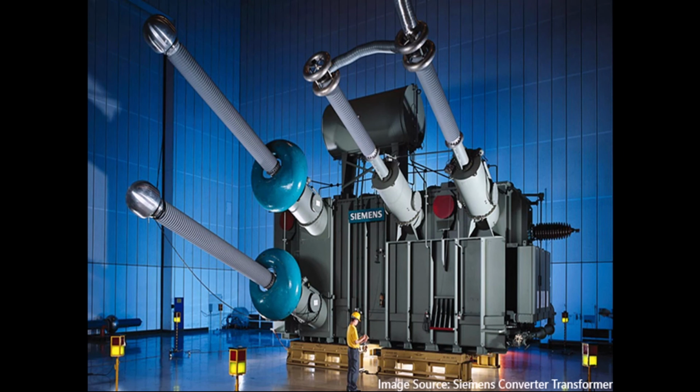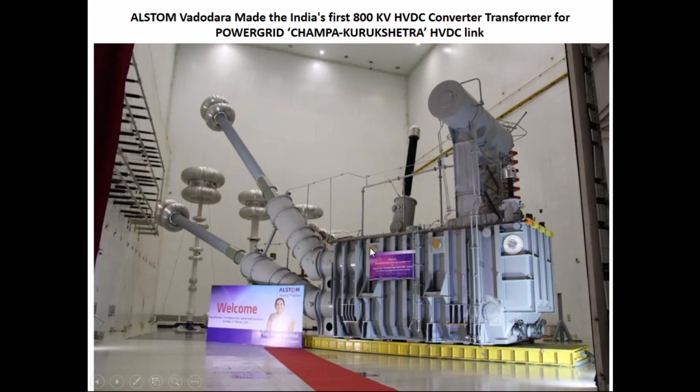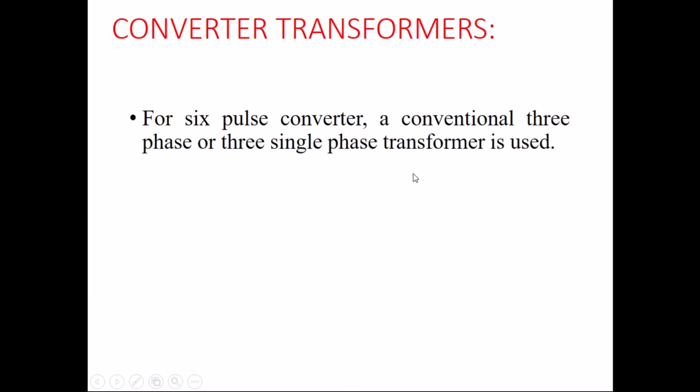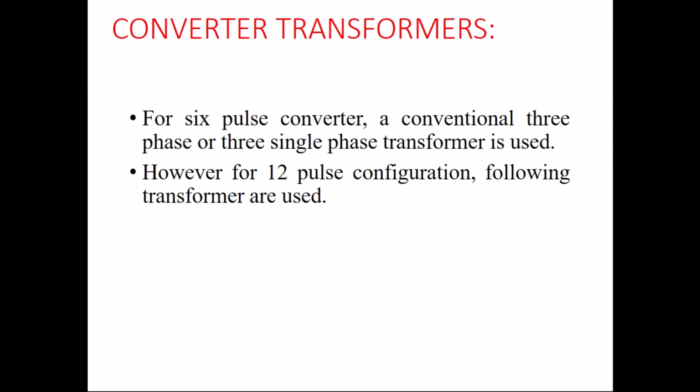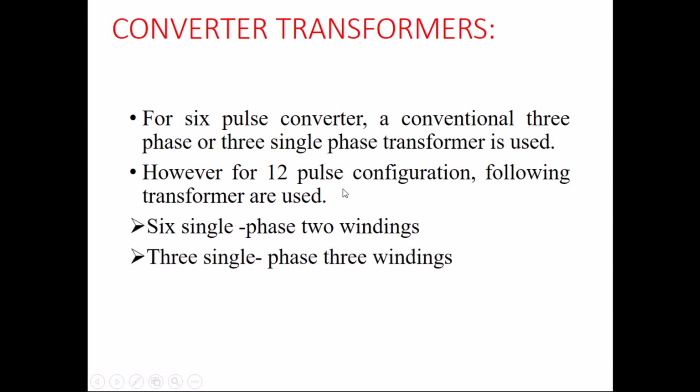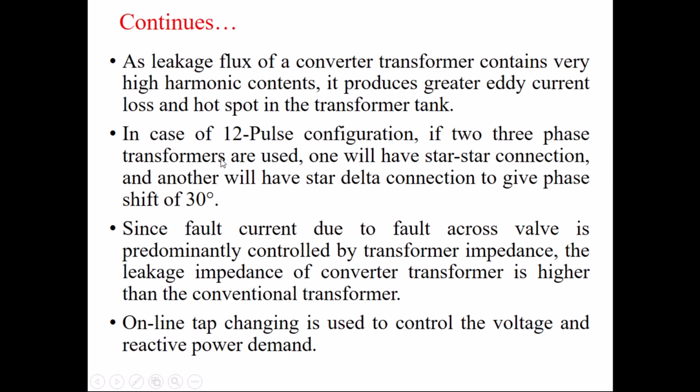Next element is the converter transformer. As I already told you, it is a special design transformer, different compared to a conventional transformer. This is the largest HVDC converter transformer built in India, operated at 800 kV rating, built in Gujarat at Baroda by Alstom. Another component, the converter transformer: there are different types based on the converter pulse, 6 pulse, 12 pulse, and different configurations we require, and the basic characteristics of these converter transformers.